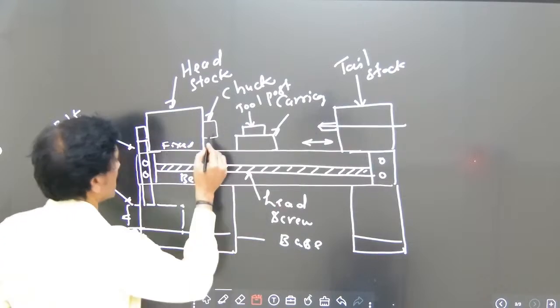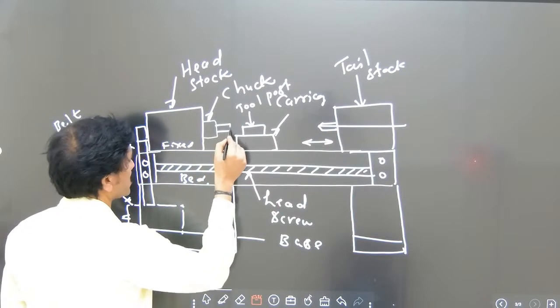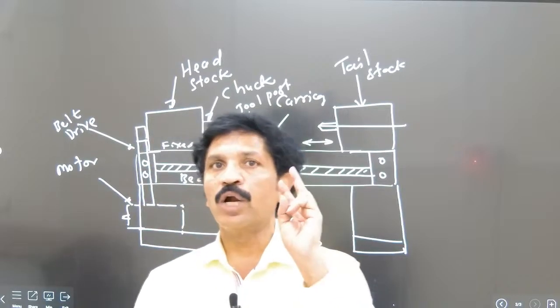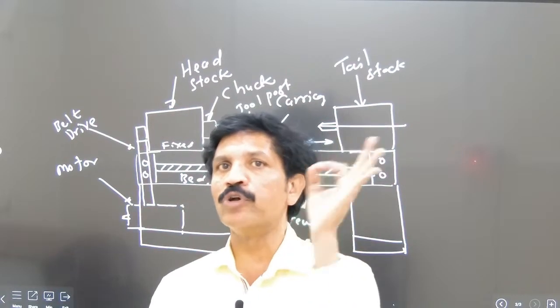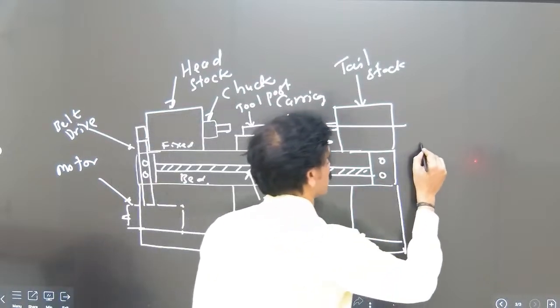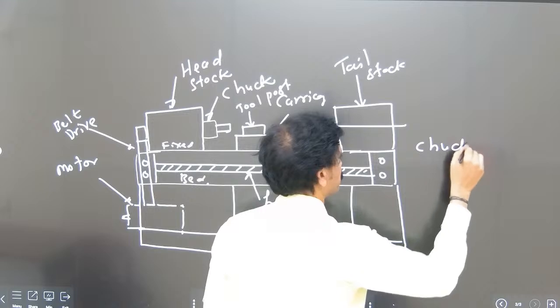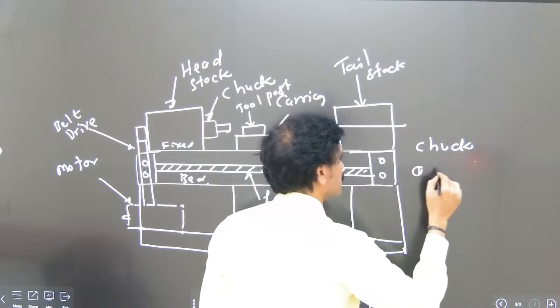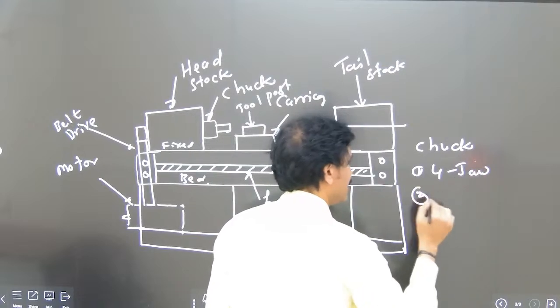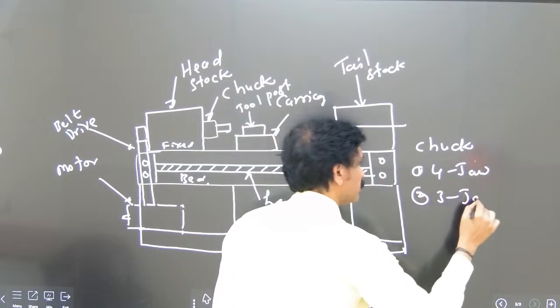So here the workpiece is going to be fixed here. In the chuck, there are two types of chucks: 4-jaw chuck and 3-jaw chuck. 4-jaw chuck and 3-jaw chuck. Number 1 is the 4-jaw chuck. Number 2 is the 3-jaw chuck.